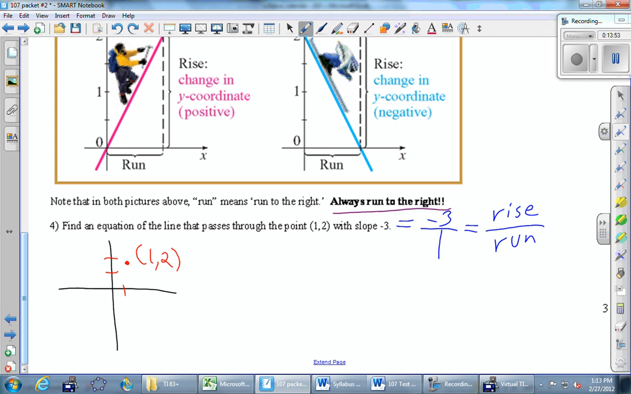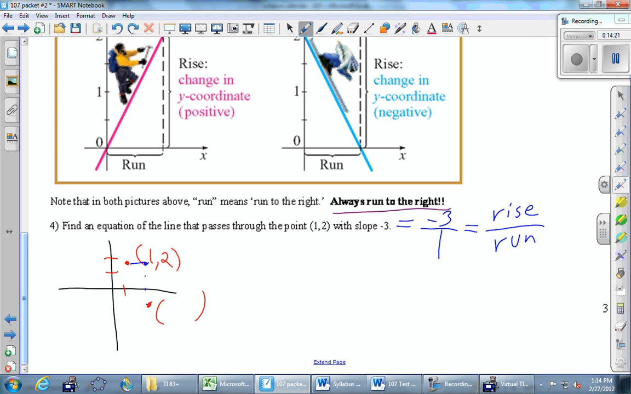So we run 1. Temporarily, we're going 1 to the right. And then we are rising -3. All right, rise is not the best word there, but I'll use it anyway. But if I say I'm going -3 in the y direction, which way am I going? I'm going down. So we go down 3. So we go down 1, 2, and 3. And I will put a dot on this next spot right here.